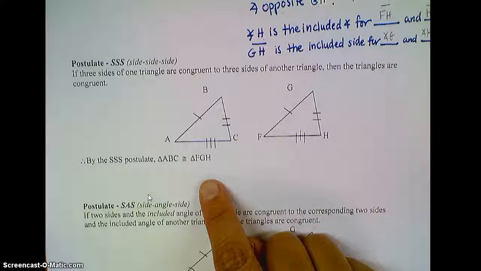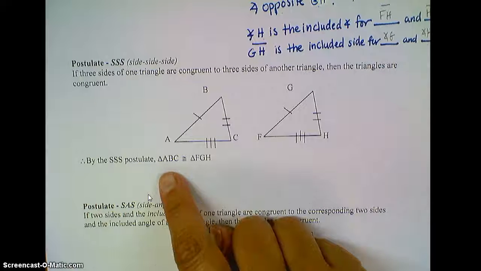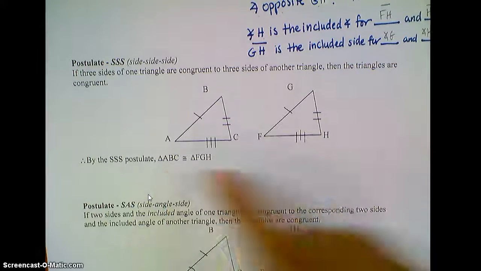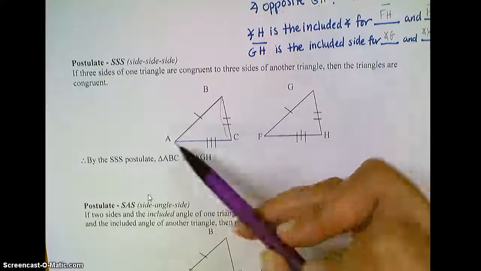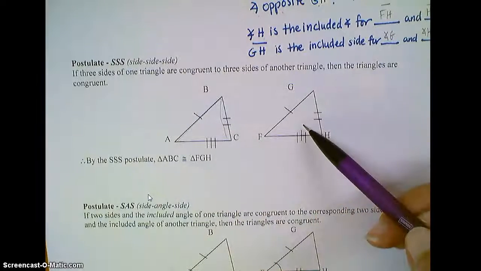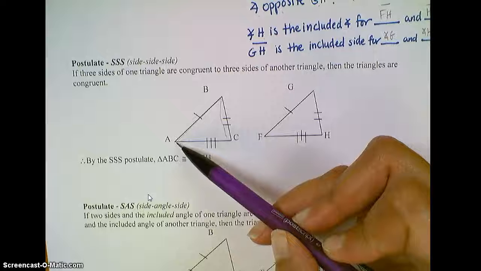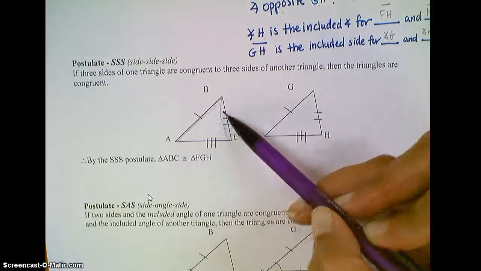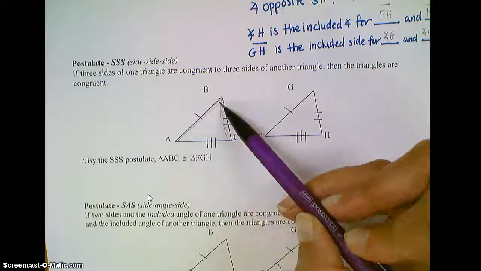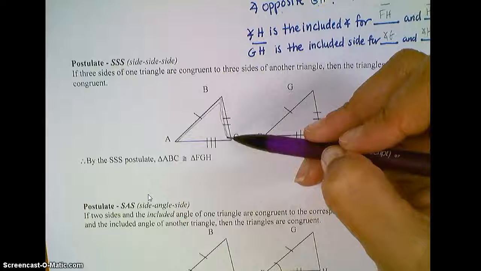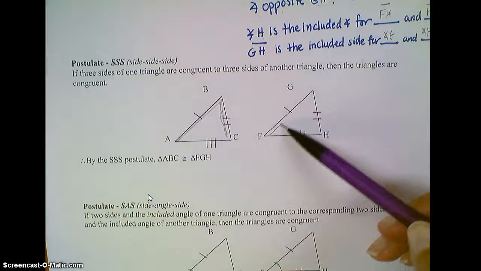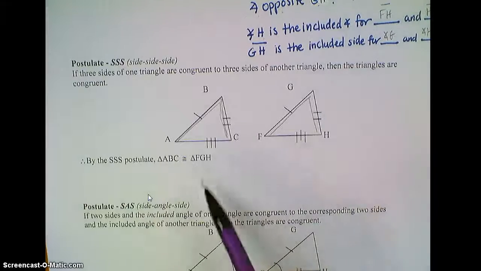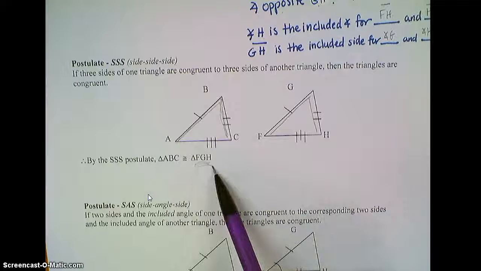So our side, side, side postulate then says, based upon the markings, again, you can go in any order you want to for the first triangle. So I went A, B, C, but you need to follow the same pattern in the second triangle. So by traveling through A, B, C, I cross the single mark and then cross the double mark. So I want to do the same thing in this picture and cross the single mark and then the double, which leads to triangle FGH.